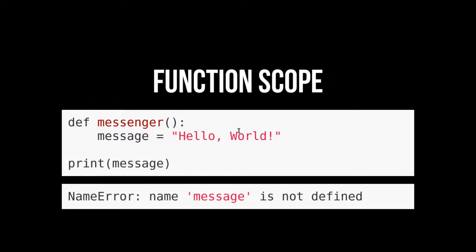Global variables can be accessed by any function or class. They are global. Then there's the function scope, which here we go.